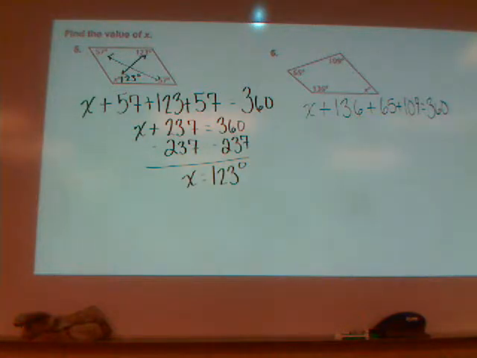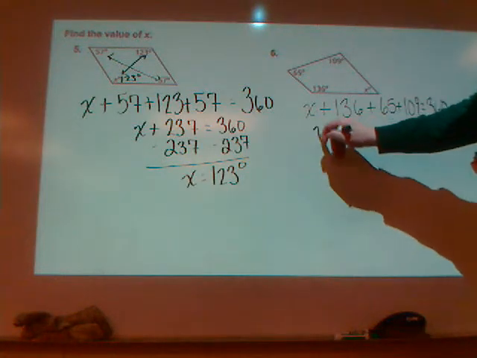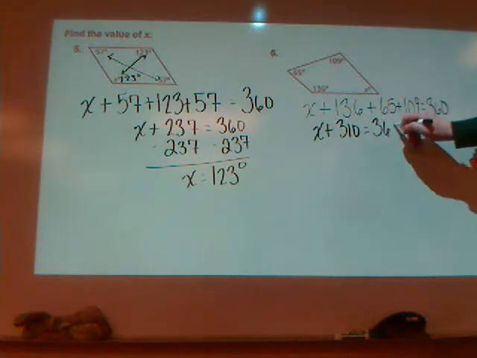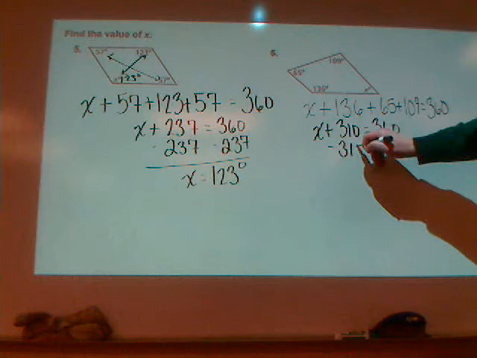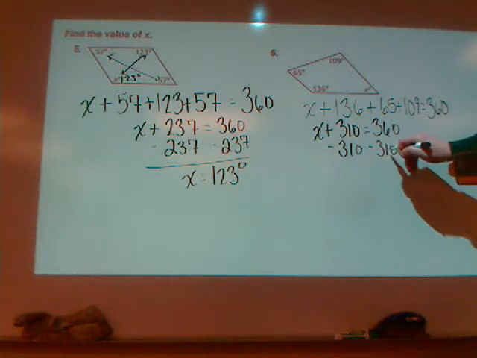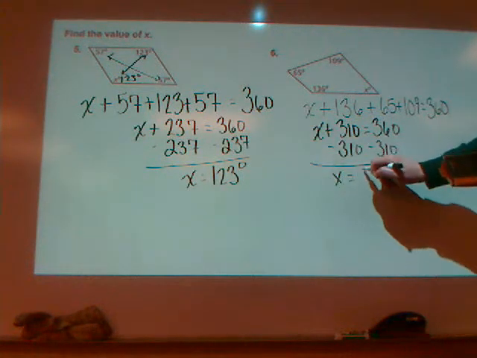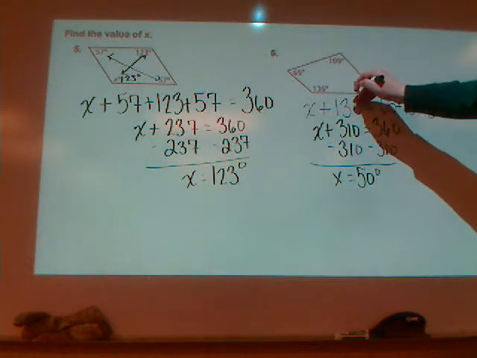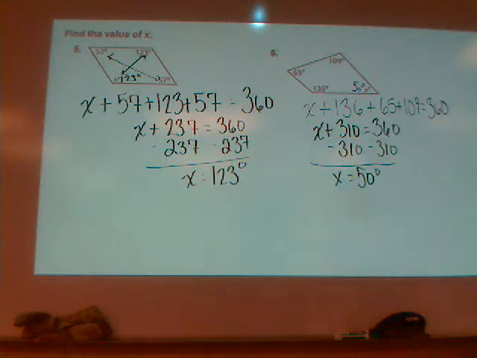If I add up the 136 and the 65 and the 109, that makes 310. So x plus 310 has to make 360. Solve the equation by subtracting 310 all the way across, and so x is going to equal 50 degrees. And visually, that answer makes sense. We know what a 90-degree angle looks like, that L or T shape. This is smaller than that, so it would be less than 90. 50 is smaller than 90, so our answer makes some good sense.